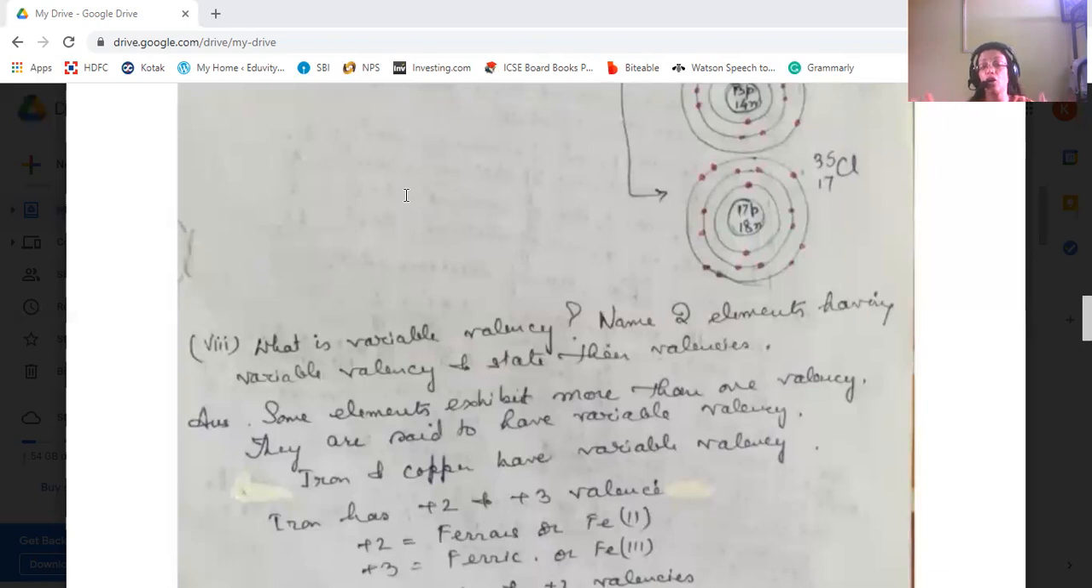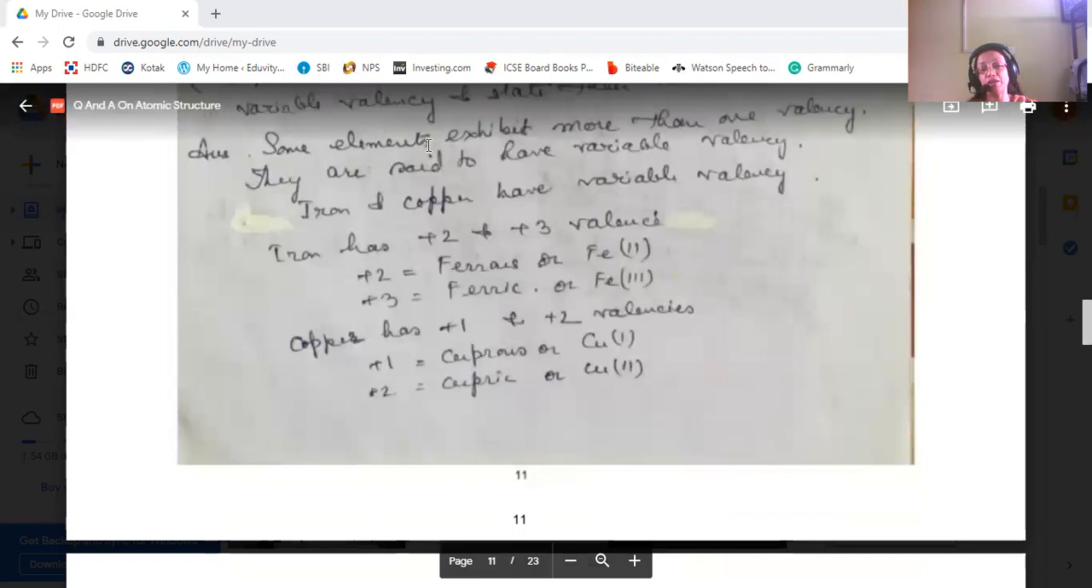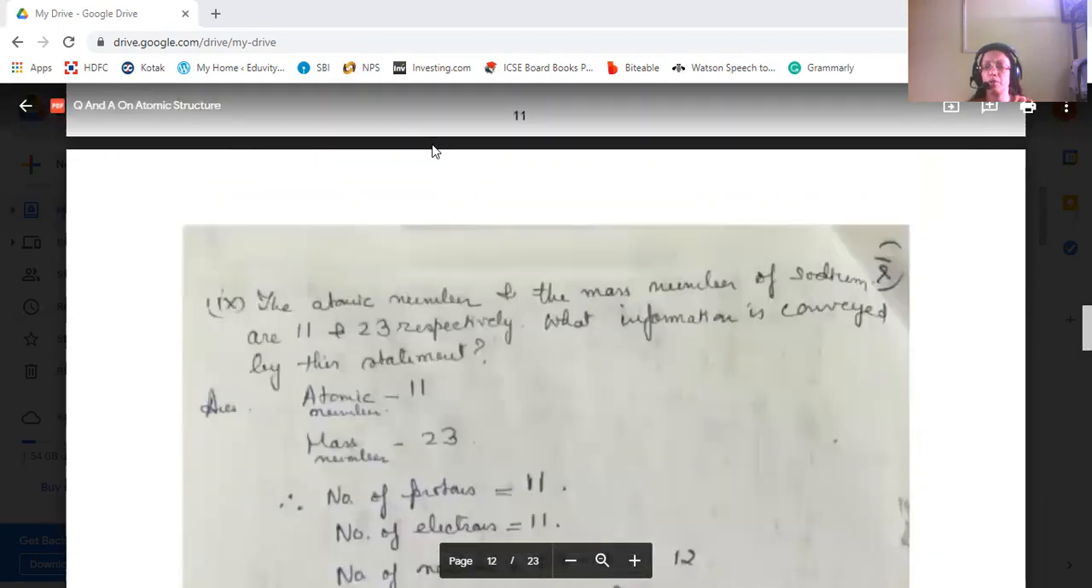For example, iron and copper. Iron has +2 and +3 valencies. That is, +2 is named as ferrous or Fe(II), in Roman numeral 2. +3 is named as ferric or Fe(III). Okay, and copper has +1 and +2 valencies. So +1 is for cuprous or Cu(I). Then +2 is cupric or Cu(II). Okay, so these elements exhibit variable valencies. There are certain non-metals also which exhibit variable valencies.